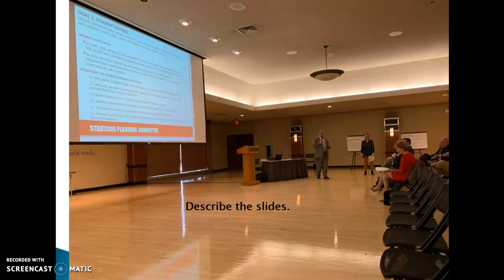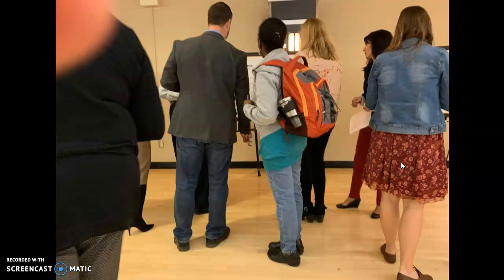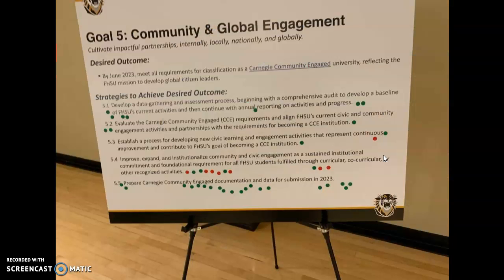So first, very traditional way, they threw up the slides about each goal. And this was the audience. There's President Mason. Then we got up and started moving around and putting little green and red dots. And this one was on community and global engagement, international programming. And you could see where the red and green dots went. In theory, the red dots would be reevaluated for sure.